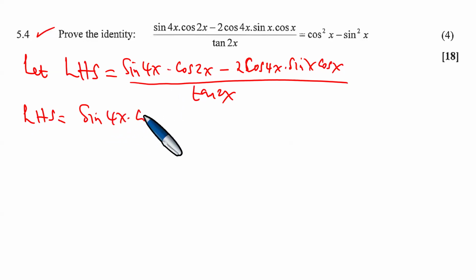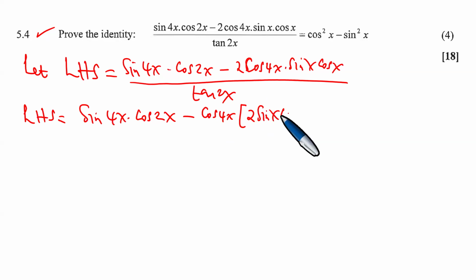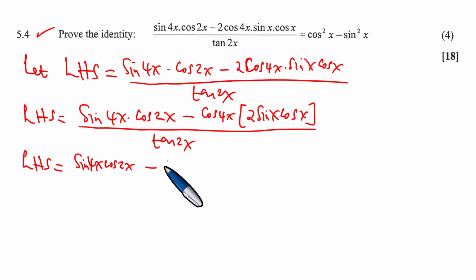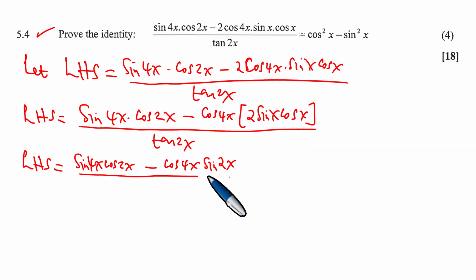But if you look at sine 4x cosine 2x, and then this one you can write as cosine 4x, and then you allow the 2 to go in, and you have 2 sine x cosine x, and it is all divided by the tangent of 2x. The 2 sine x cosine x is the same as the sine of 2x, all divided by the tangent of 2x.